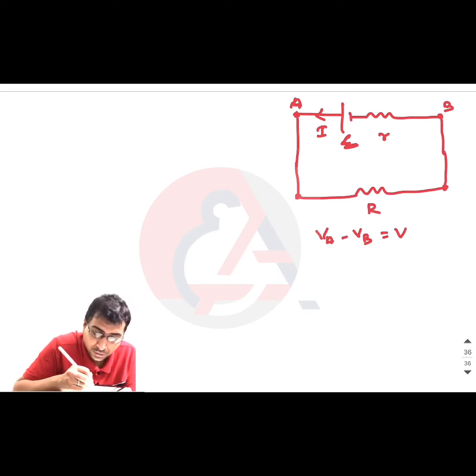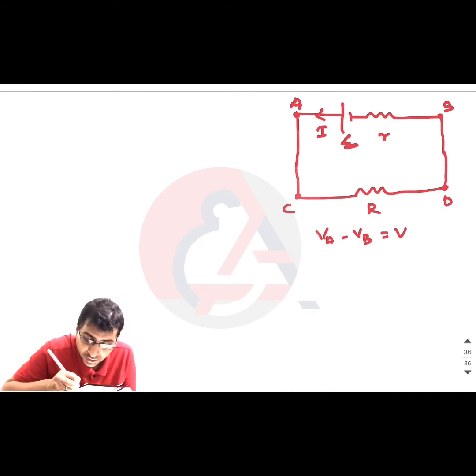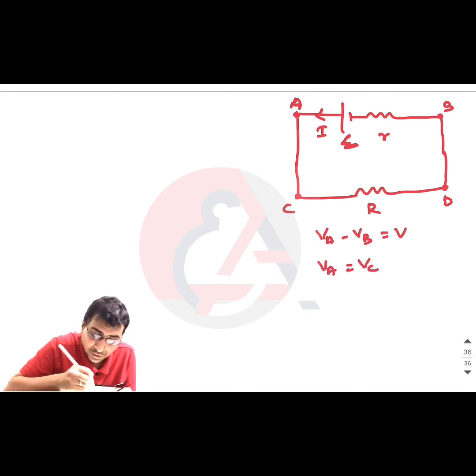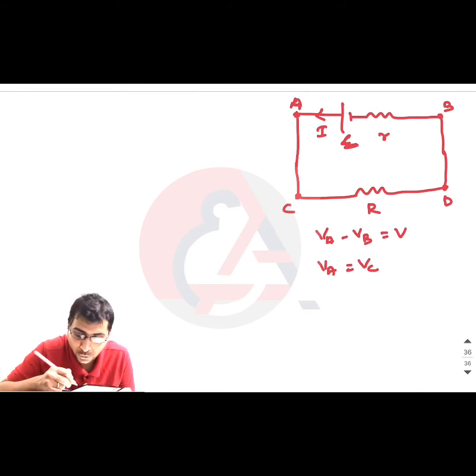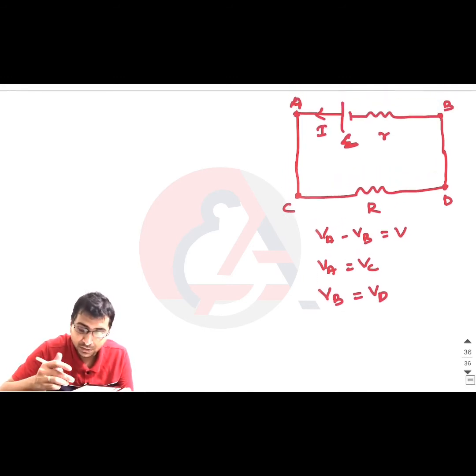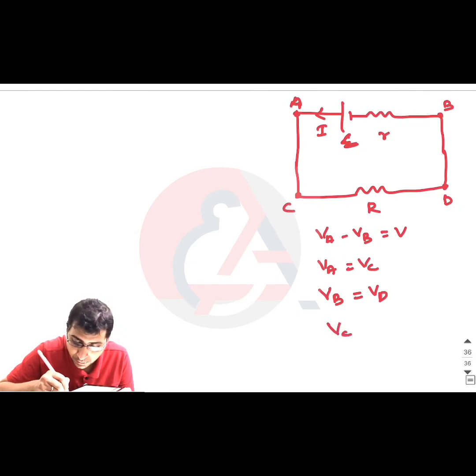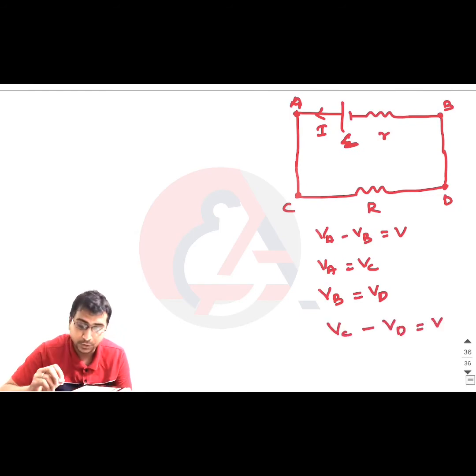So how to do is, if this point is A, B, now if I take these 2 points as C and D, then VA is equal to VC because they are connected with the help of a wire. Whenever 2 points are connected with a wire without any resistor in between them, both the points are said to be at the same potential. Similar is the case for VB and VD. So VA minus VB is V means VC minus VD is also equal to V.